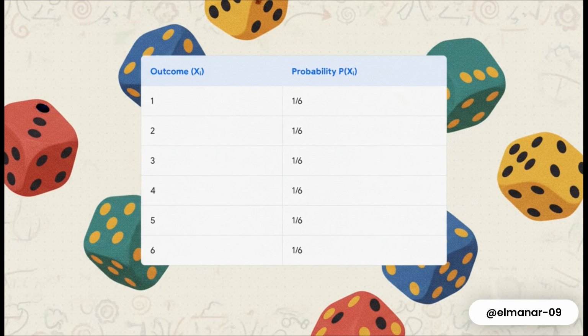Simple as that. So if we apply that formula to our die, this is what we get. The chance of rolling a 1? Well, there's only one 1 on the die, out of 6 total sides. So that's 1/6. And the same logic goes for rolling a 2, a 3, a 4, and so on. Every single face has an equal 1 in 6 chance of showing up.